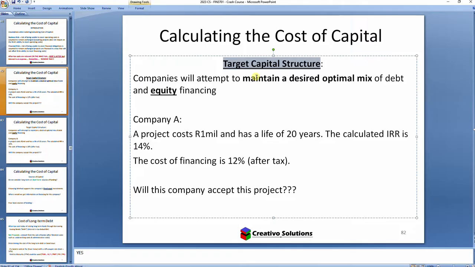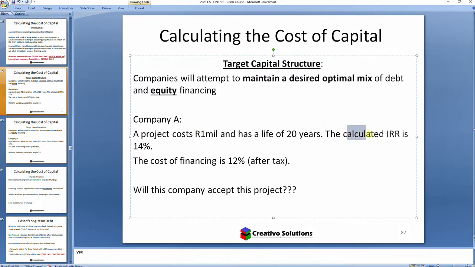Now let's look at targeted capital structure. Remember we said there's a balancing, like it's a choice. You decide how much debt you use, you decide how much equity you use. Here's a very simple example just to discuss it. Company A has costs of $1 million and has a life of 20 years.